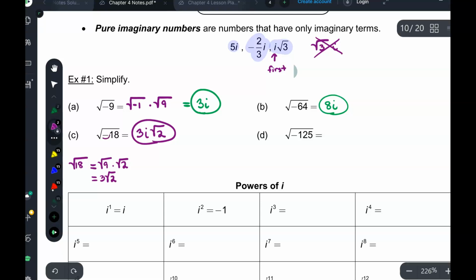Okay, again, all of these that have a negative under the radical mean I'm going to have an i in my answer. Here I have square root of -125. Maybe on the side I can just simplify square root of 125. That'll be square root of 25 times square root of 5, which will give us 5 root 5. Then, considering that negative, it would be 5i root 5.